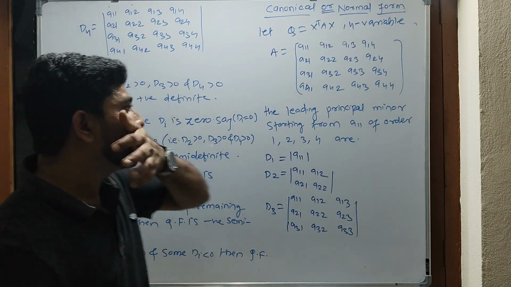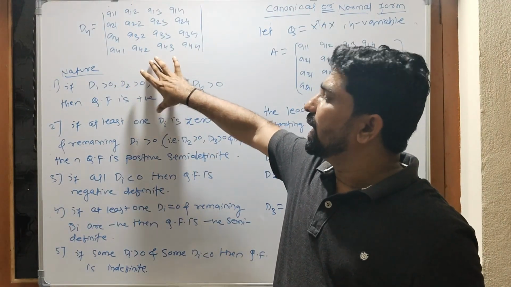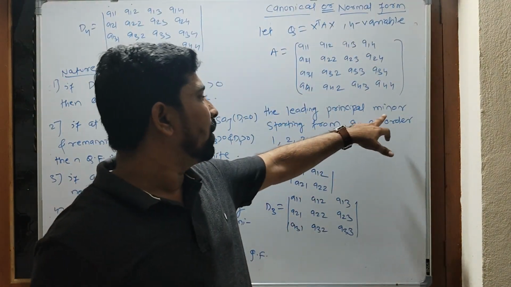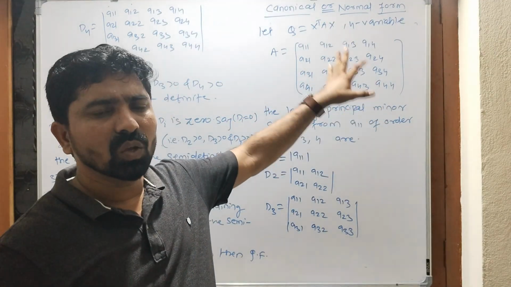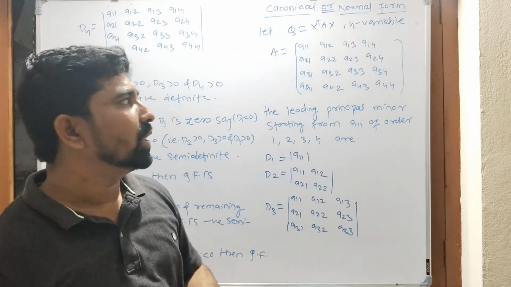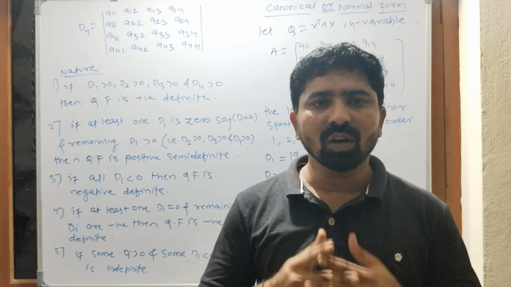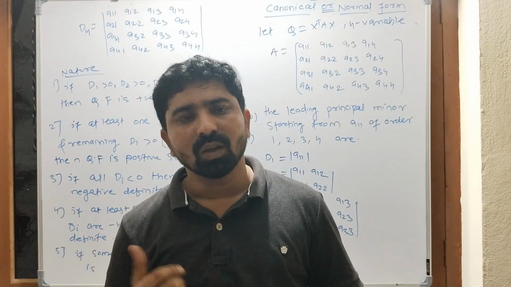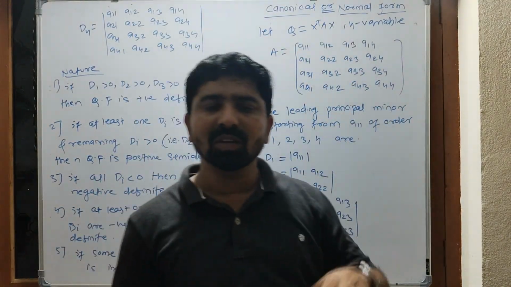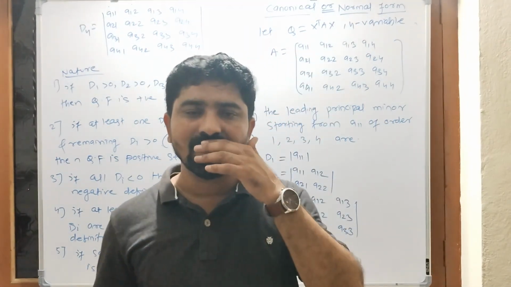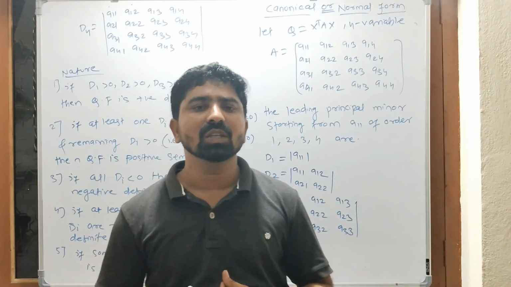So here in this way you can say the value class or nature of the quadratic form by using leading principal minors starting from A11 of order 1, 2, 3, 4. Here I am taking 4, but you can take 5 cross 5, 6 cross 6, anything. So in this video we have learned how to convert the given quadratic form into the normal form. In the normal form or canonical form, lambda 1 y1 square, lambda 2 y2 square up to lambda n yn square, this is either canonical form or normal form, or some authors say square form.